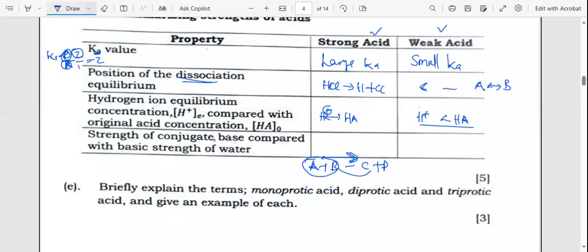Then strength of conjugate base compared with the basic strength of water. Here it will be weak. This is opposite now. For a strong acid, because we are conjugating something, a base, the base that will be there will be weak because it has changed from that strong acid to a base. So it will be weaker than water. Then here it will be stronger than water. Once you conjugate something, you have reduced the power.